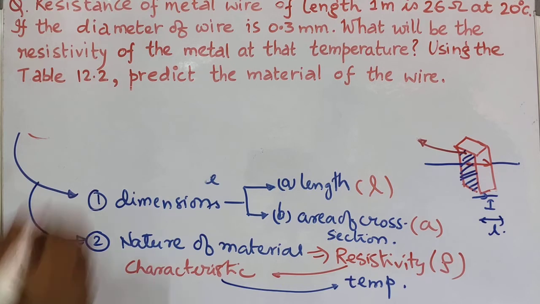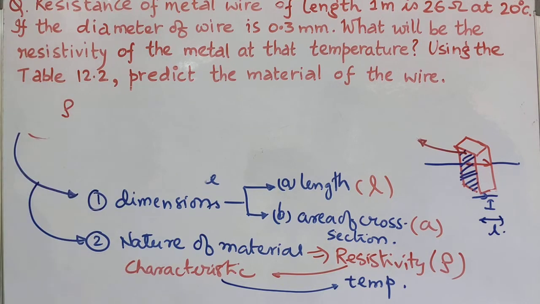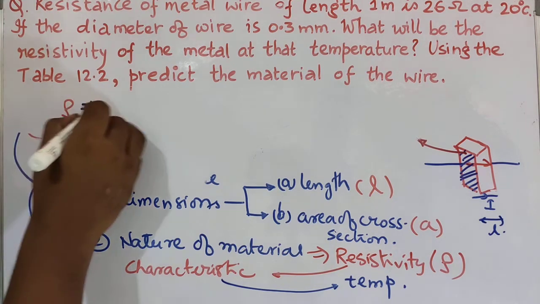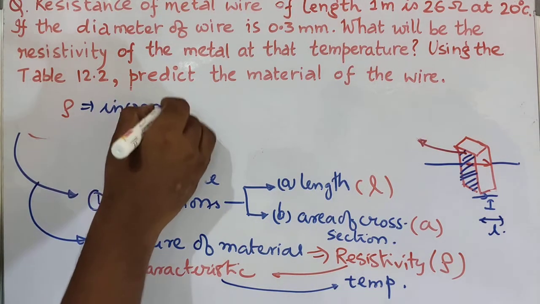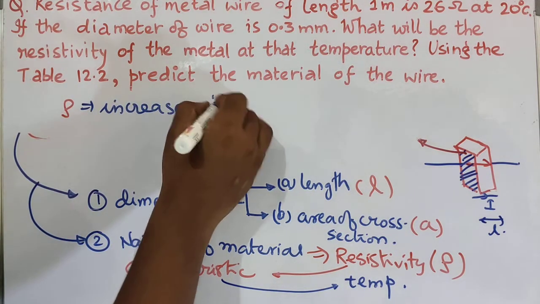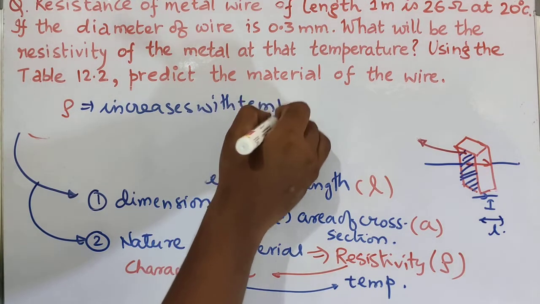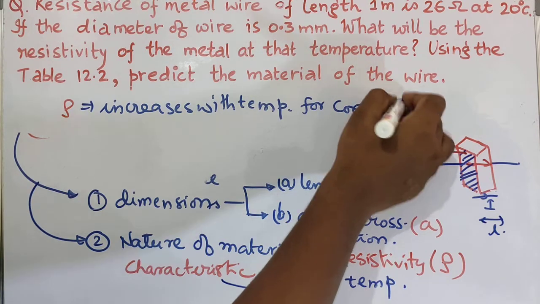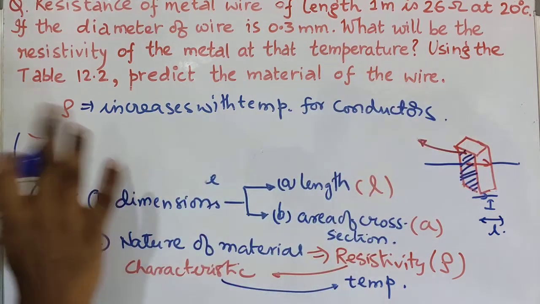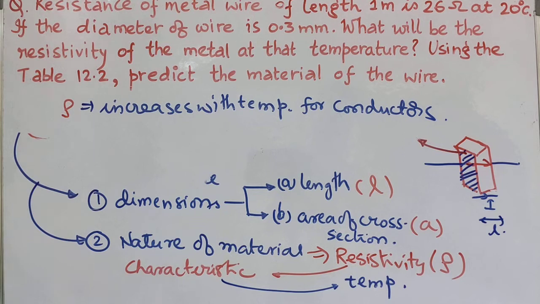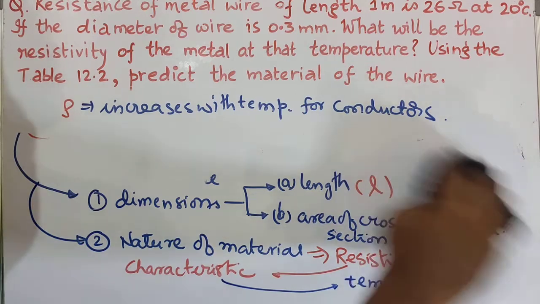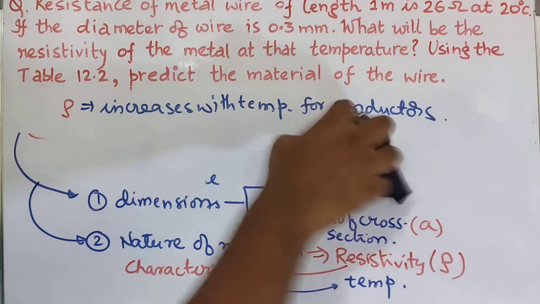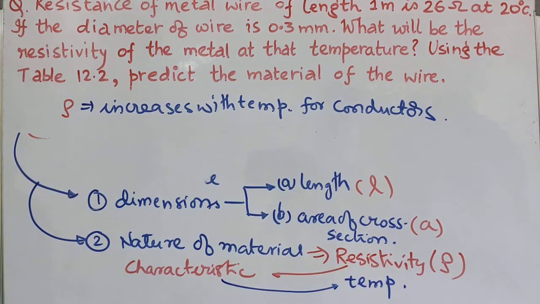So resistivity rho increases with temperature for conductors, mostly metals. For most conductors it increases with the temperature. For metals it increases with the temperature. So we'll say it has a positive coefficient of temperature. More temperature, more resistivity.